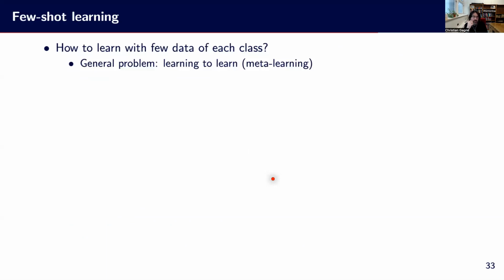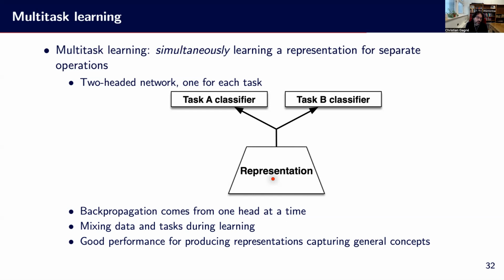Another approach in line with that is what we call few-shot learning. What we saw here was basically a way to learn a representation over a different task. We still assume we have hundreds or thousands of images, for example, or samples for each task.